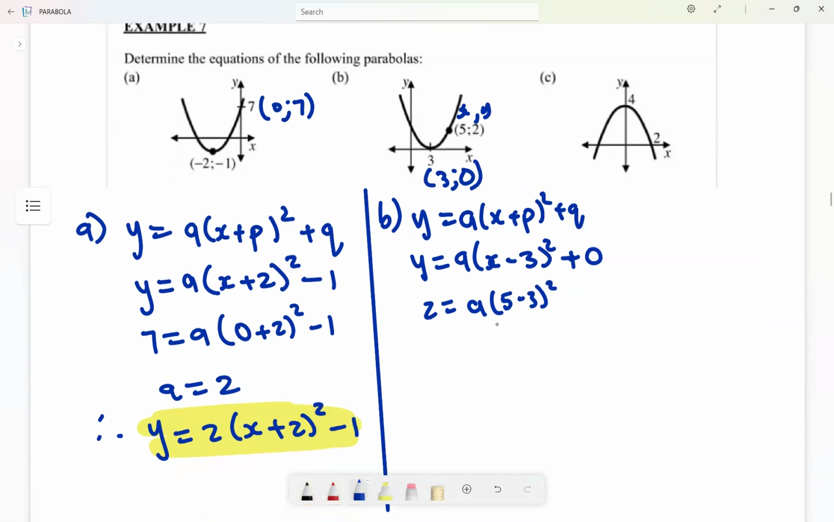And then here I will have, for A, actually 2 is equal to 5 minus 3 squared, which is 4, for A. And then A, I will get it as half. Therefore, my equation is y is equal to 1 over 2 into x plus minus 3 squared. How beautiful is that?